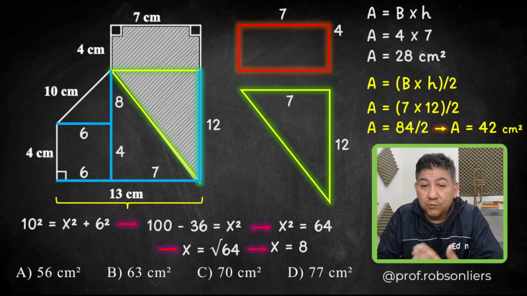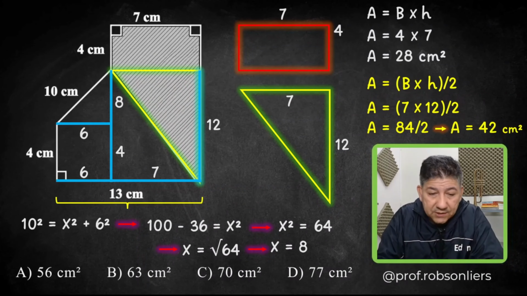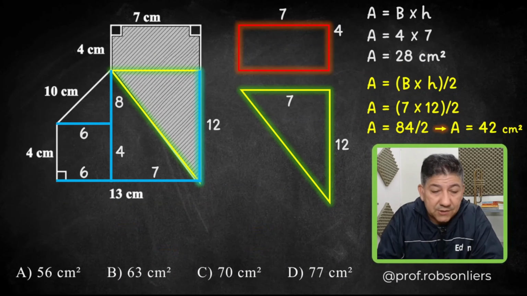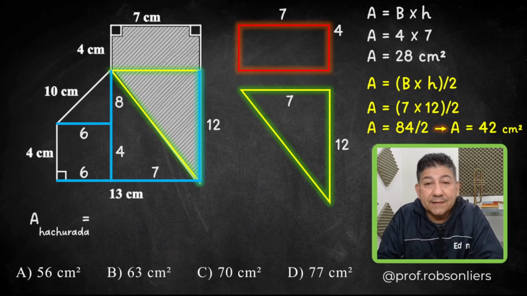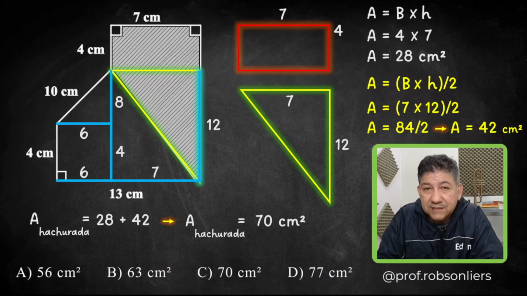Now that we have the area of the rectangle and the area of the triangle, we just need to add these two areas. I'll clear some space here so we can work it out down below. The shaded area will be equal to the area of the rectangle, which is 28, plus the area of the triangle, which is 42. Solving this addition, the shaded area will be equal to 28 plus 42, which is 70 square centimeters. Whoever chose letter C got it right. That's the answer to the question.